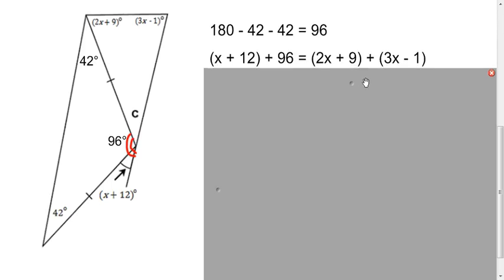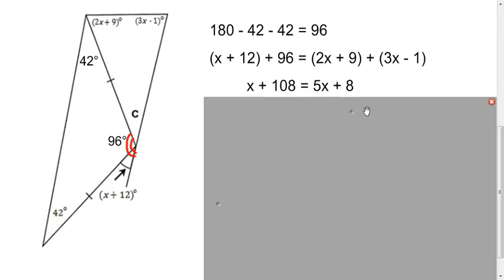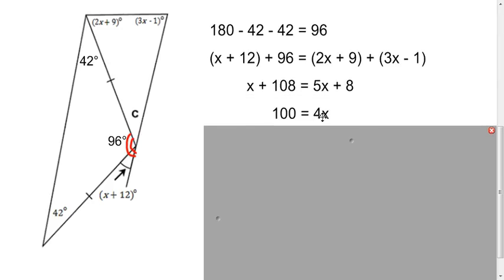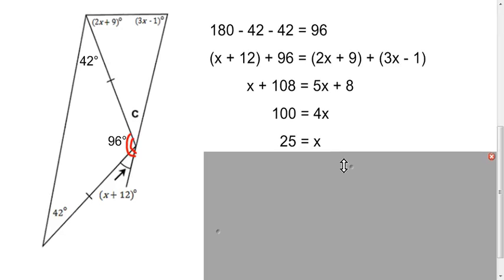And so now we do some algebra. All right, simplify. Move your x's to one side, move your constants to one side, divide by 4, and you get 25. But we're looking for C, and so we still got some more work to do.